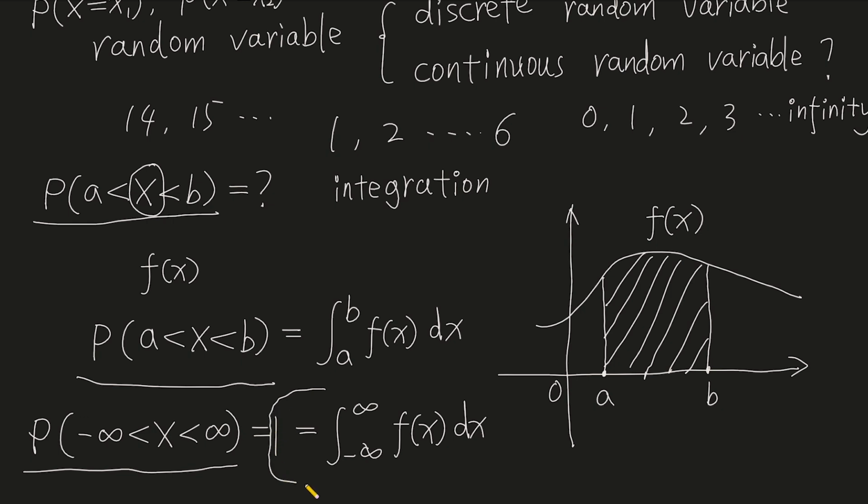So the probability density function fx has a property here, that is, the integration of the probability density function from negative infinity to infinity equals 1. And also, because it's impossible that a probability is less than 0, the probability density function fx has another property, that is fx is always more than or equal to 0.